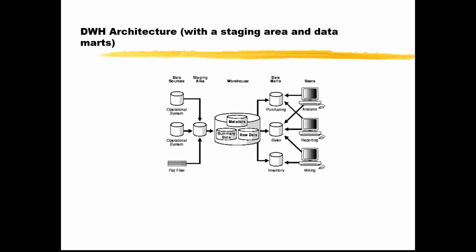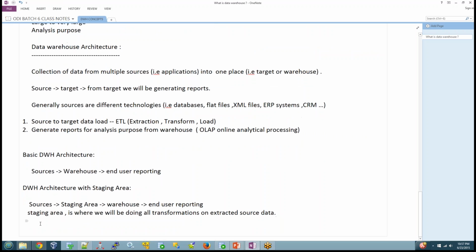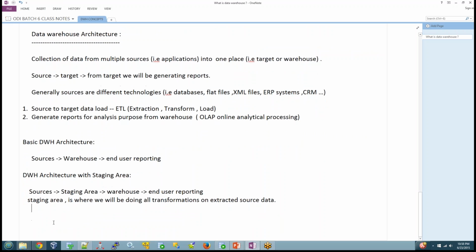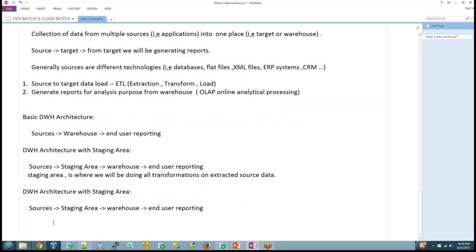Now the staging area with data marts, that's a very important thing. Data warehouse architecture with staging area and data marts. Here is one new word, the data mart. What is a data mart? The flow is source to staging area to warehouse, warehouse to data mart, and data mart to end user. Let's take GE as an example. GE has different business units.